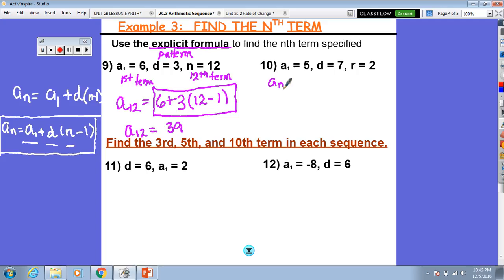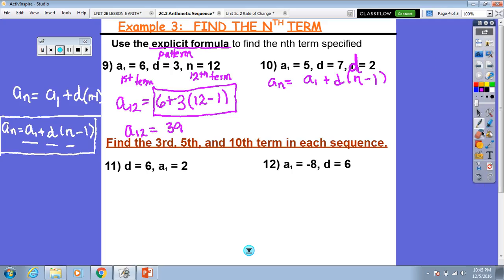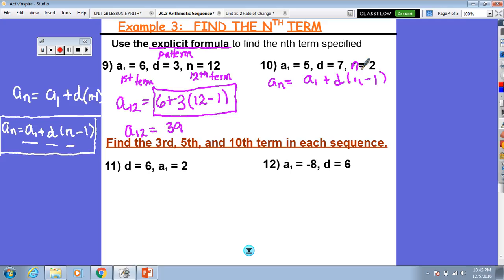So our formula is a sub n equals a1 plus d times n minus 1. Now where you see this r, this should be a d. Okay, I'm sorry, that should not be a d. That should be my n. So let me clear this up here. This should be an n.